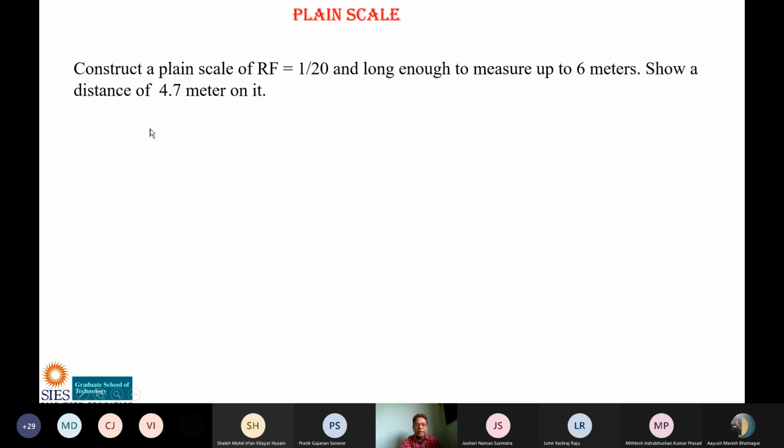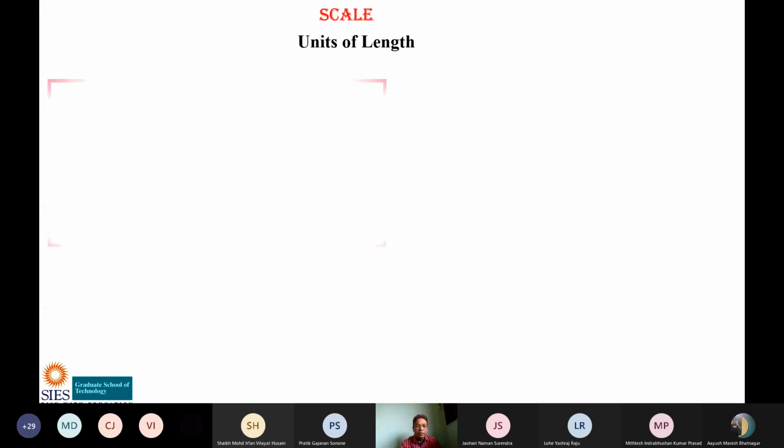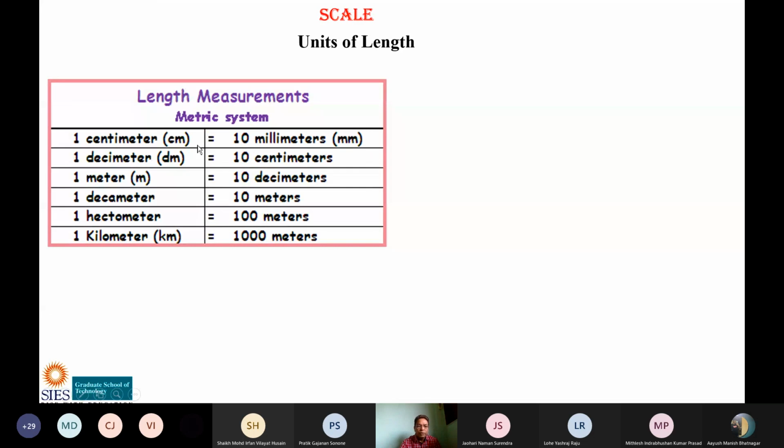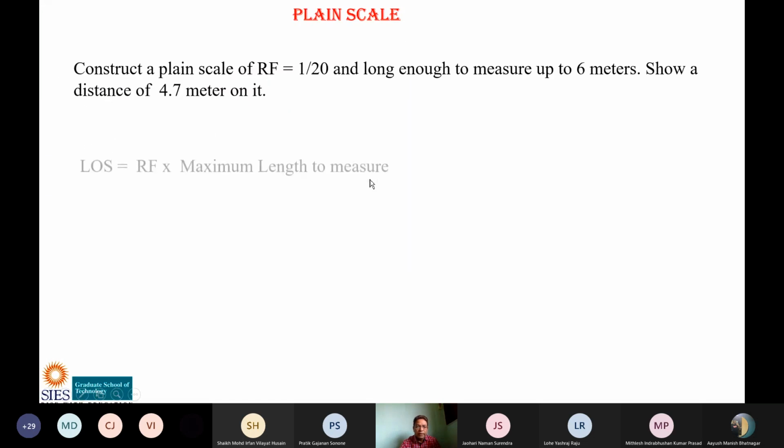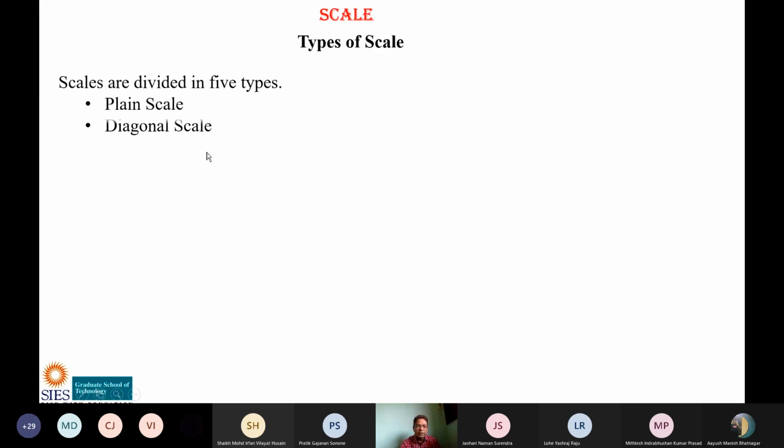Now plane scale. Plane scale is generally used to measure dimensions up to 2 units, like centimeter to millimeter or decimeter to centimeter. Centimeter to decimeter is not possible. So centimeter to millimeter is 2 units. Decimeter to centimeter is 2 units. Okay, this one is decimeter, one is centimeter. So plane scale is used to measure up to 2 units.